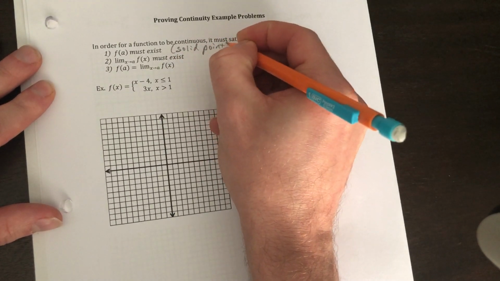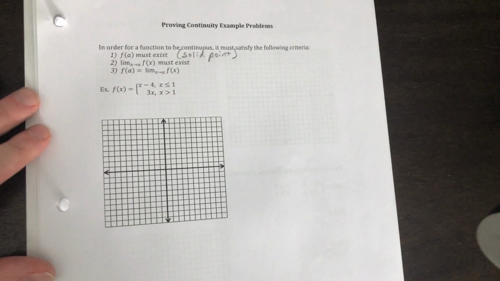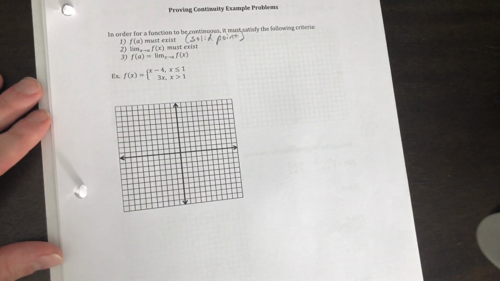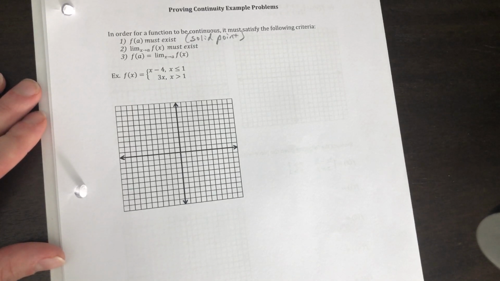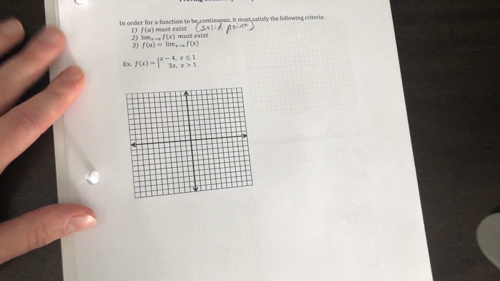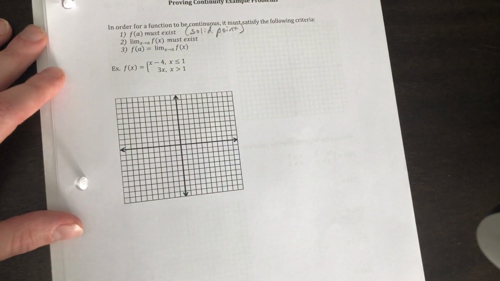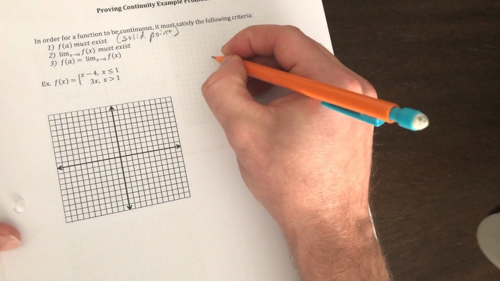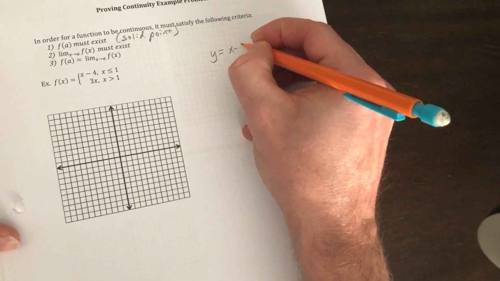Now we're not going to say a solid point exists, we're going to say f of a exists because we have to use math terminology. The limit as x approaches a must exist. Okay, that means that the left-hand limit has to equal the right-hand limit. And step 1 and 2 have to equal each other for it to be continuous. Okay, so what we're going to do is we're going to graph the piecewise function and then we are going to prove the continuity. So graphing piecewise functions, we should know how to do that from the last lesson.